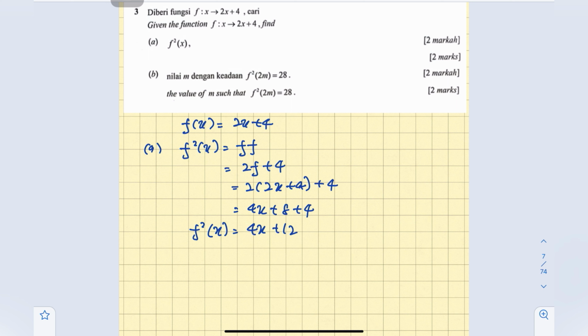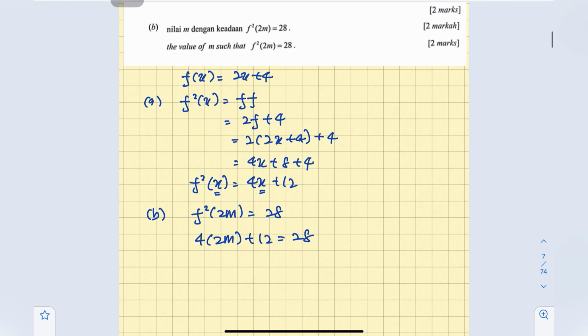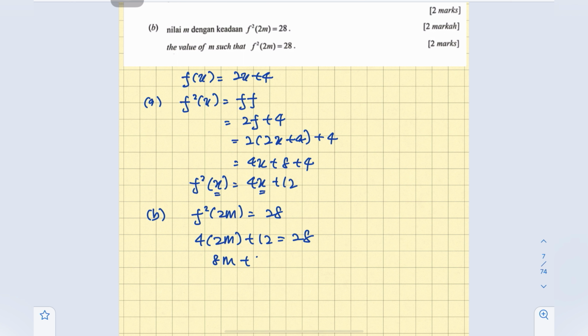B, find the value of m such that f of f(2m) equals 28. Okay, so given ff of 2m equals 28. So this one we have x, this one x. So if we have 2m, we just substitute x with 2m. So here we get 4 times 2m plus 12 equals 28. Then 8m plus 12 equals 28, 8m equals 16 and m equals 2.